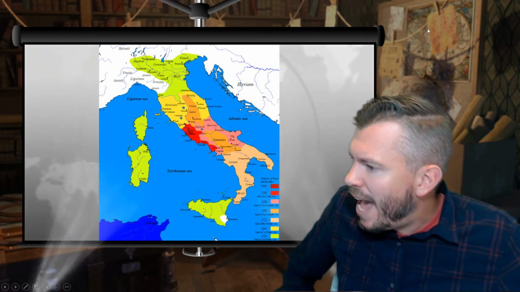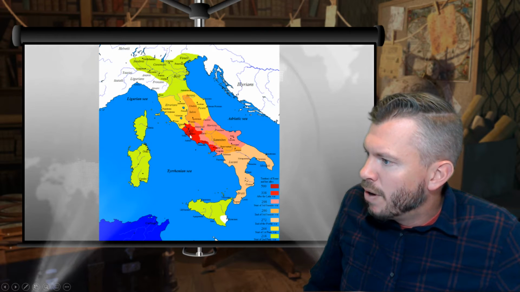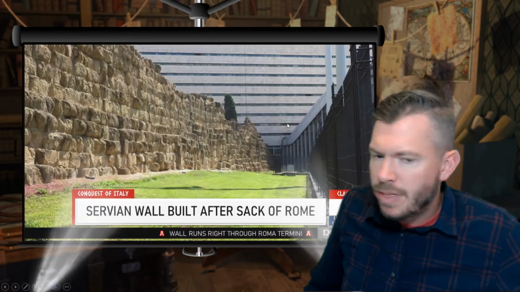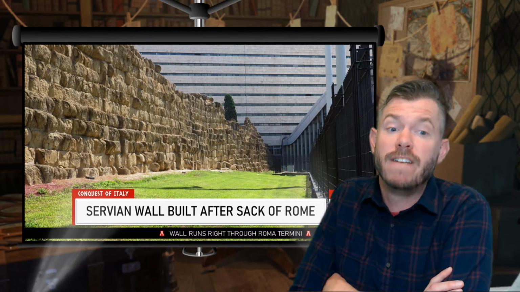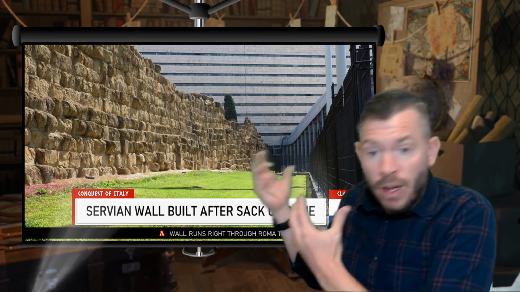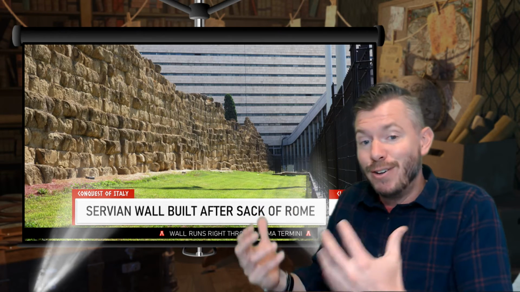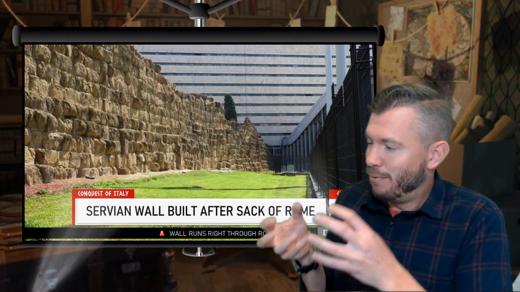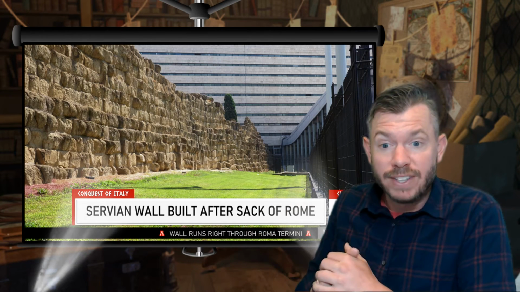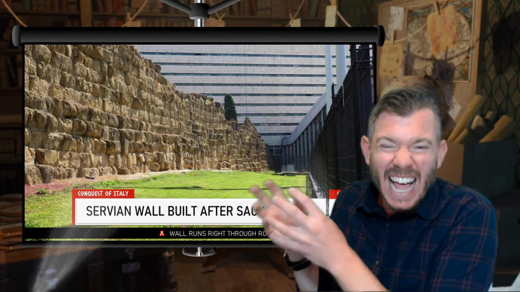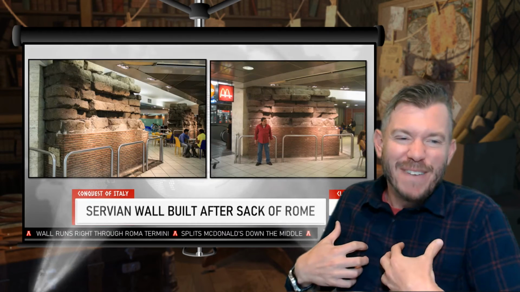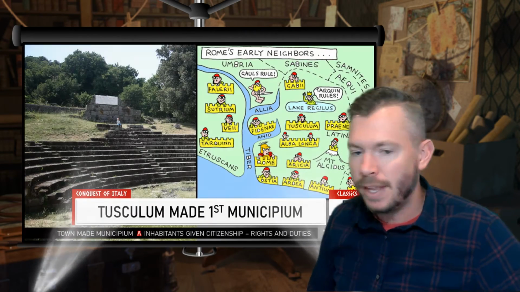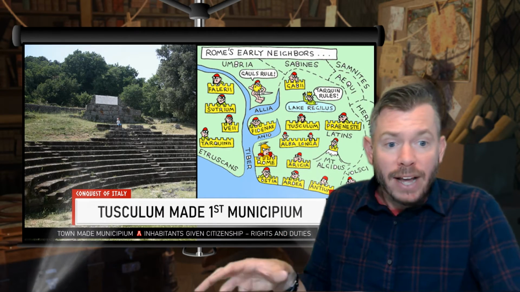So at this time, if we're looking at this map, we're still talking about Rome just having a little bit of territory right there. And what they do in the aftermath is they build their first major wall around the city. We've seen this before. It's called the Servian Wall because traditionally it's associated with that king of Rome, Servius Tullius. But in actuality, it really dates to the 4th century, right after the sack of Rome. That's archaeologically when we think this thing dates to. And you know my favorite thing, that you can go eat McDonald's right in the middle of the Servian Wall in Rome's train station.